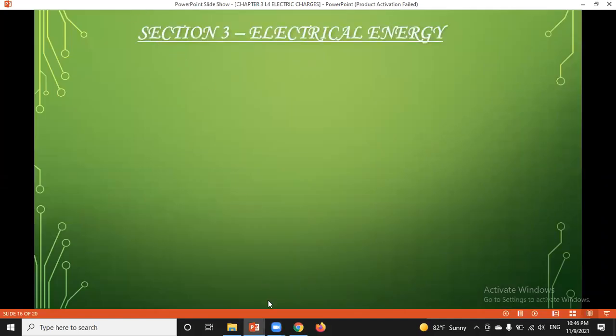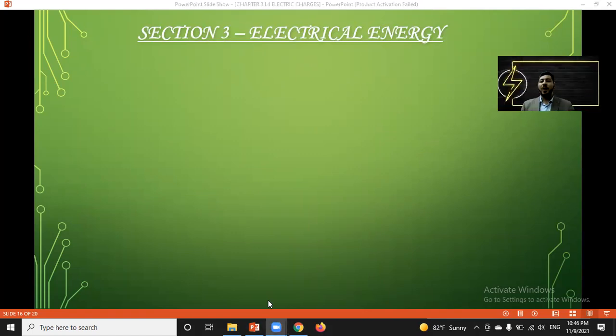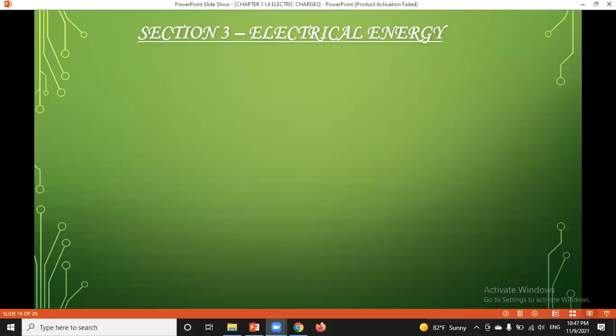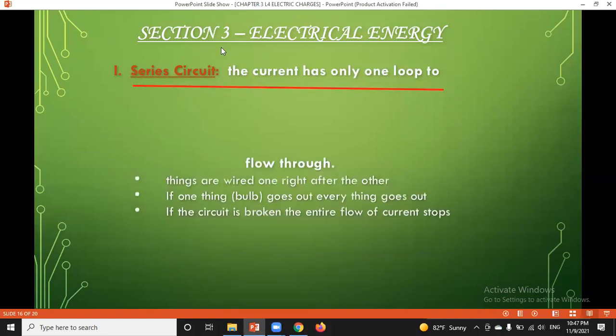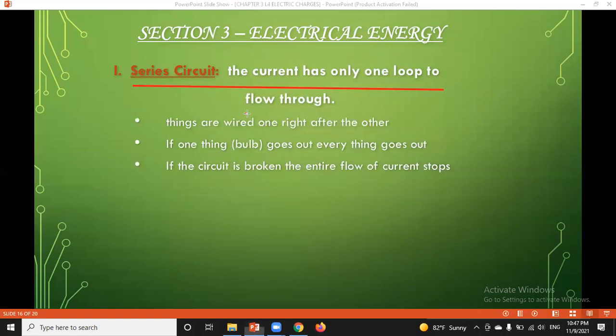Let's start talking about the two types of circuit. I told you we have series circuit and the second one, parallel circuit. Let's start in the beginning here with the series circuit. In a series circuit, the current has only one path or one loop to pass through. The current has only one loop or one path for the electricity to flow through.